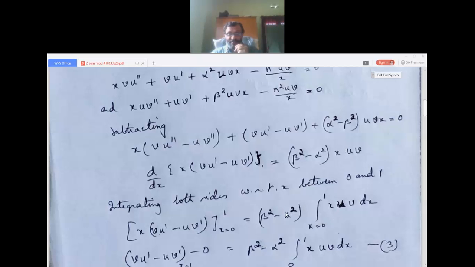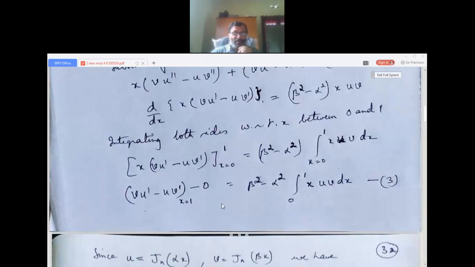I integrate this. These are constants. I integrate x u v dx from x equals 0 to 1, as given, integrating with respect to x between 0 and 1. I hope it is clear. Now what happens here? Here I put x equals 1. If I put x equals 1, I get like this.